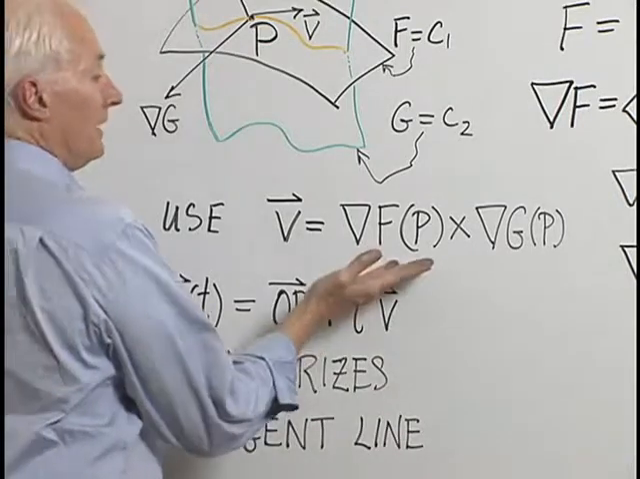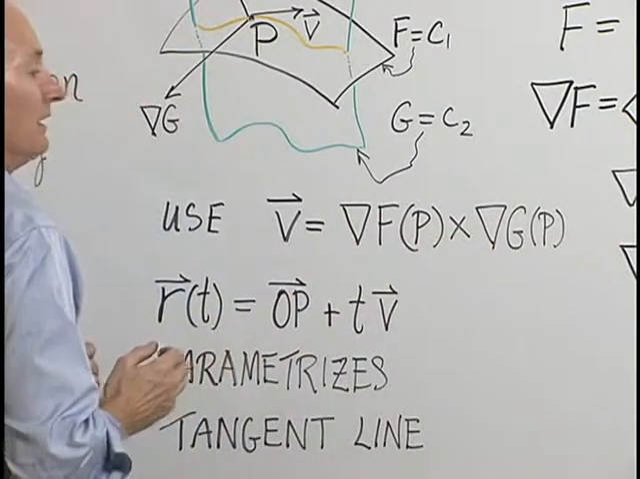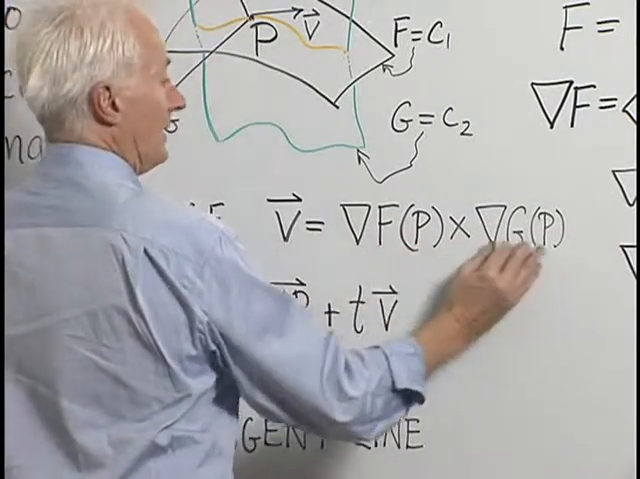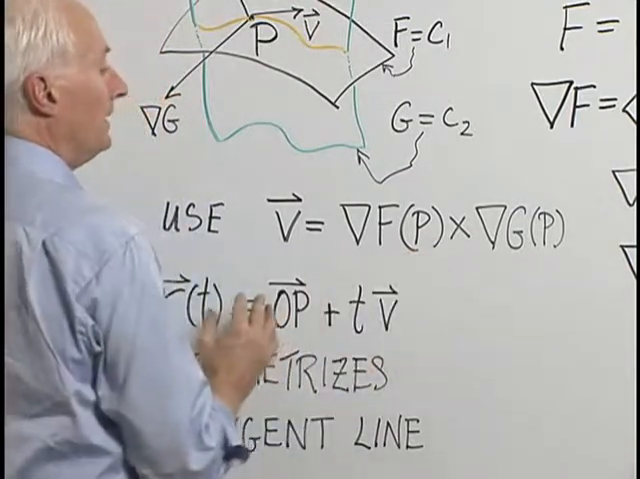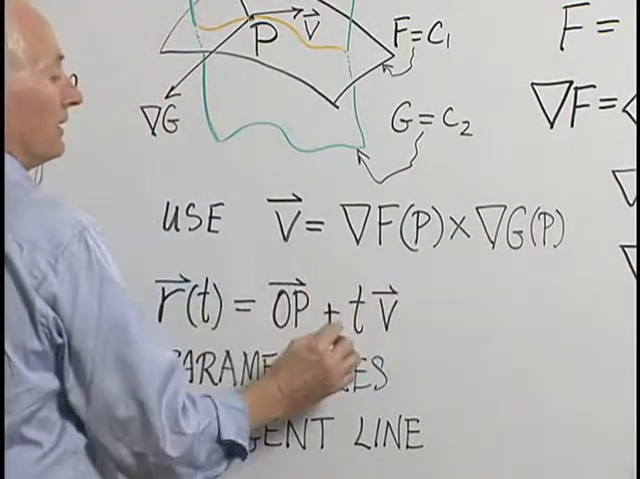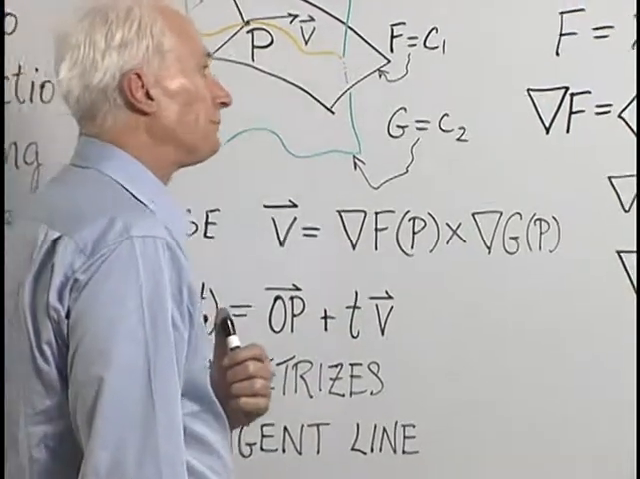So the scheme then is: compute the gradients of each of the two functions defining the surfaces, compute them at the particular point we're interested in, the point (1, 2, 1), form the cross product, and use that as the tangent vector to the tangent line.